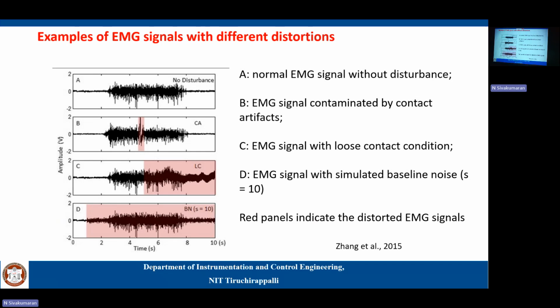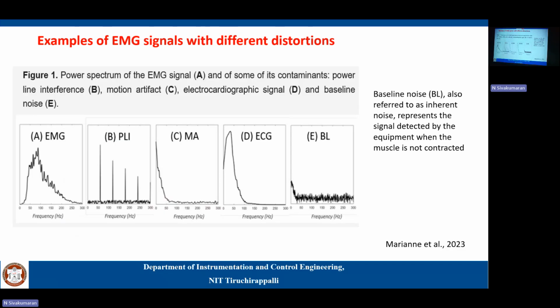These are all some of the noise. If you look at the spectrum, this is my EMG, and whenever you see something like this, that is power line interference. If you are unlucky, sometimes we will not have only that 50 or 60 Hz; it contaminates your signal by forming its harmonics.